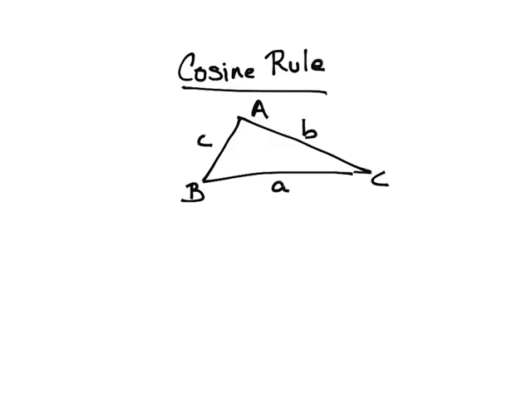So you can see here I've drawn a triangle with vertices capital A, B and C, and the length of the side opposite to angle A is small a, opposite to angle B is small b, and opposite to angle C is small c.